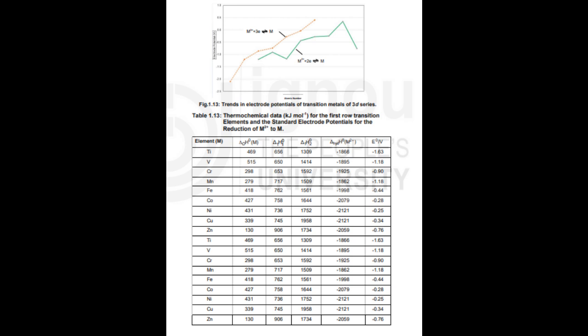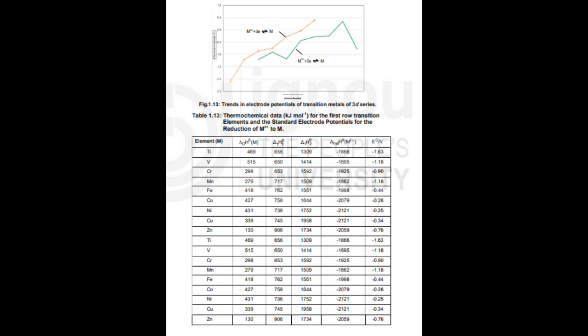The values of some standard electrode potentials for the elements of the first transition series are given in Table 1.13. Electrode potential is a measure of the electropositive character and the reactivity of the metals. You will find that along a period, generally there is a decrease in electropositive character, and also the reactivity of metals decreases. Table 1.13 contains the thermochemical parameters related to the transformation of the solid metal atoms to M2+ ions in solution and their standard electrode potentials.